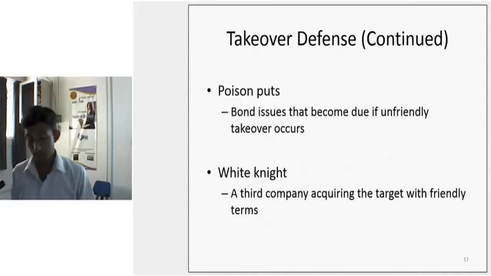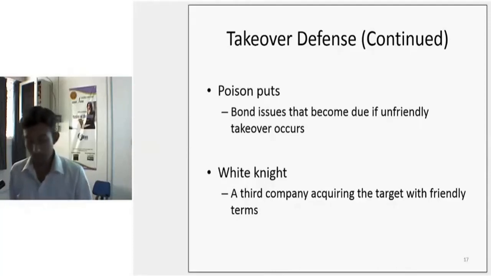Again, poison puts: bonus issues that become due in an unfriendly takeover. Sometimes they say, if you take over us, we are going to make a huge bonus issue which will dilute the entire share structure, and then you won't get that 50% because of the new bonus shares. These are all pre-agreements. If you take over, we are going to go ahead with this. So we are signing up some agreements.